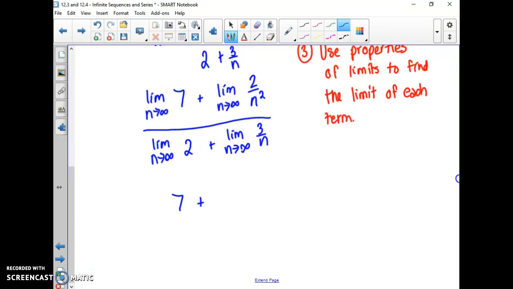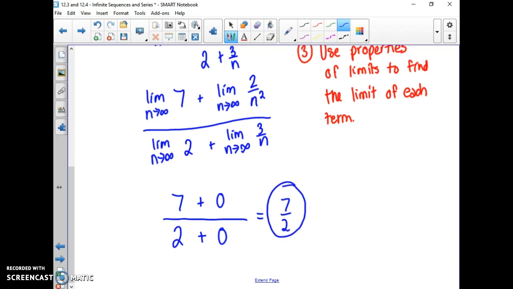The limit as n approaches infinity of 2 over n squared is going to be 0 because you have that n squared in the denominator. As those numbers increase, that denominator will get larger and larger and larger, causing 2 over n squared to approach 0. In the denominator, the limit as n approaches infinity of 2 is 2. And then the limit as n approaches infinity of 3 over n would be 0. So what we end up with here is 7 over 2, and that is our answer.